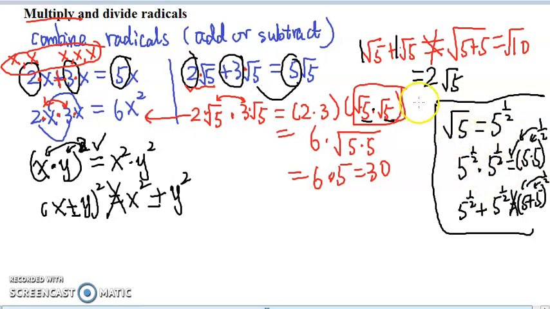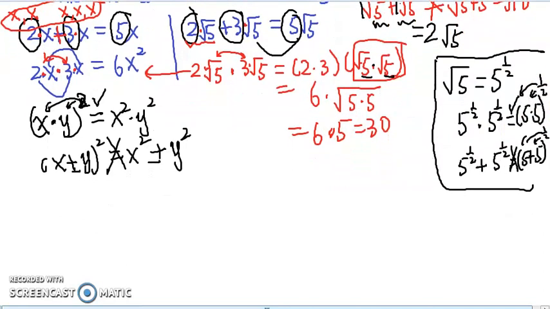But at this moment, what you have to remember is that adding or subtracting is just like combining like terms. You can only add the numbers in front of them. You will keep the square root. You cannot add the numbers within the square root. But for multiplication, we can multiply numbers within the square root. For division, we can also do that, but not for addition and subtraction.